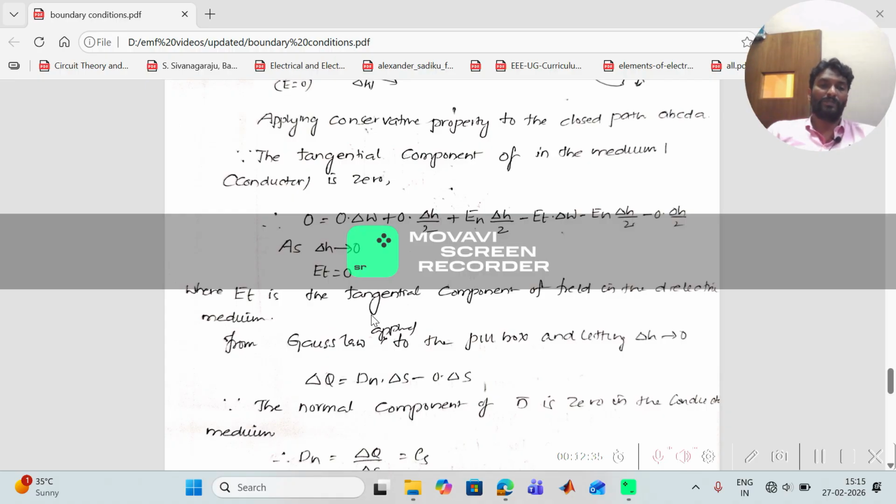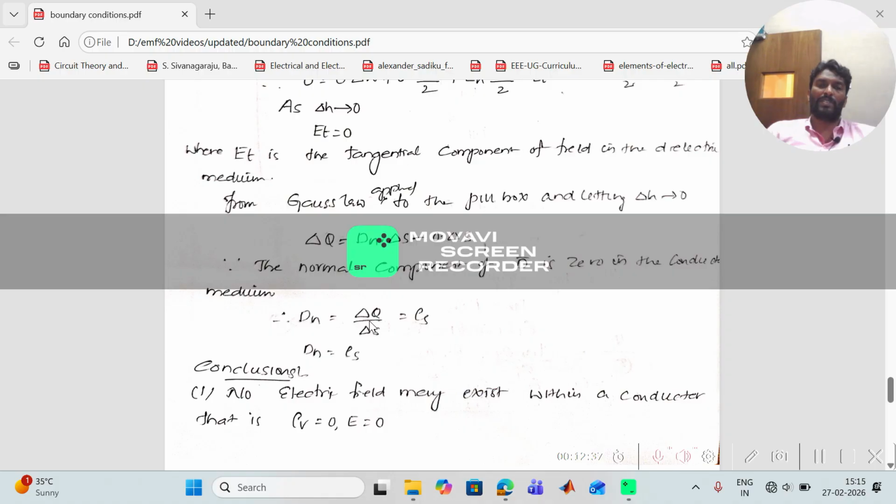in the dielectric medium. And from Gauss law applied to the pillbox and letting delta h tend to 0, we can write delta Q is equal to delta Dn delta S minus 0 into delta S. This is for the first region. So the normal component of D bar is 0 in the conductor medium. Therefore, we can write Dn is equal to delta Q by delta S, which is equal to rho S. The ratio of charge per surface is nothing but rho S. So we can conclude that the normal component of electrical flux density is equal to the surface charge density rho S.